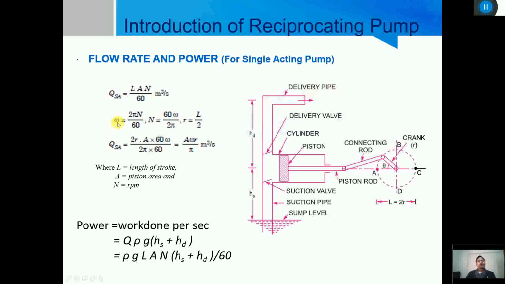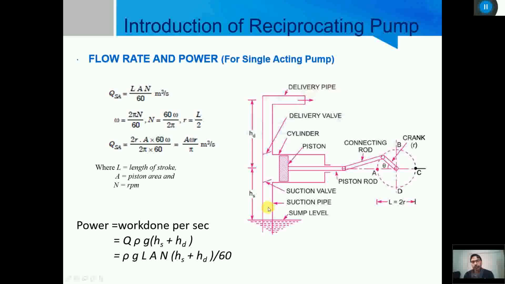So we can calculate omega here. Omega is nothing but 2 pi N by 60, or N can be represented in terms of omega, so N equals 60 omega by 2 pi. So the discharge we can calculate by putting these values here.